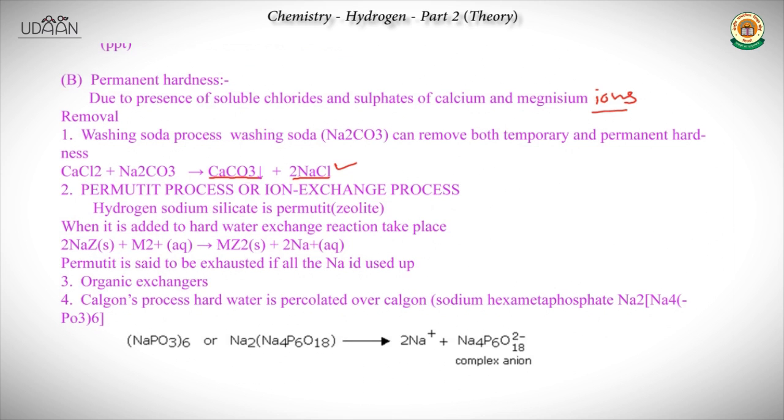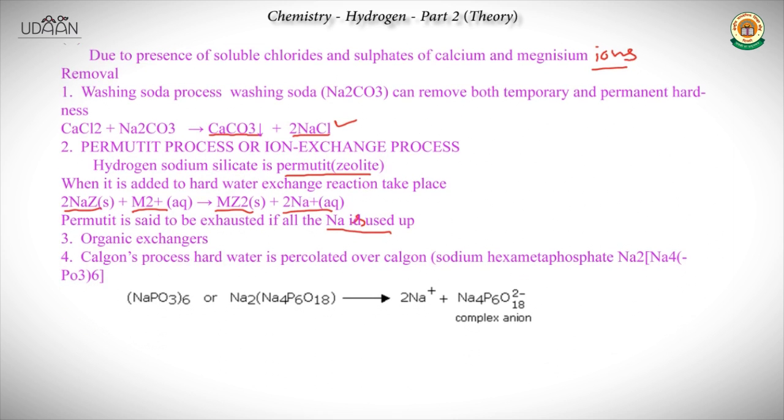The second one is the permutit process or ion exchange process. Hydrated sodium silicate is permutit, also called zeolite. When zeolite is reacted with a metal ion, it produces MZ2 and sodium ions. The permutit is said to be exhausted when all the sodium is used up.